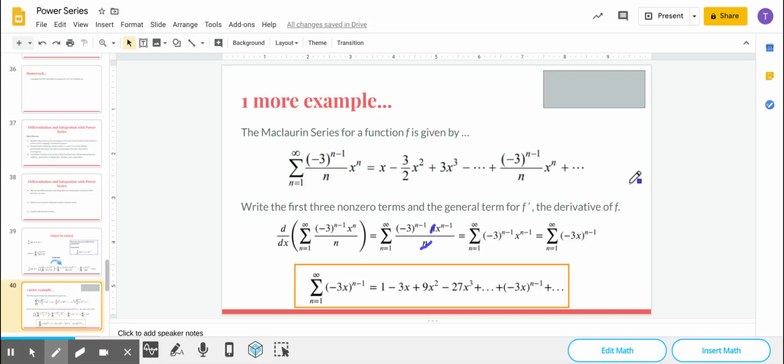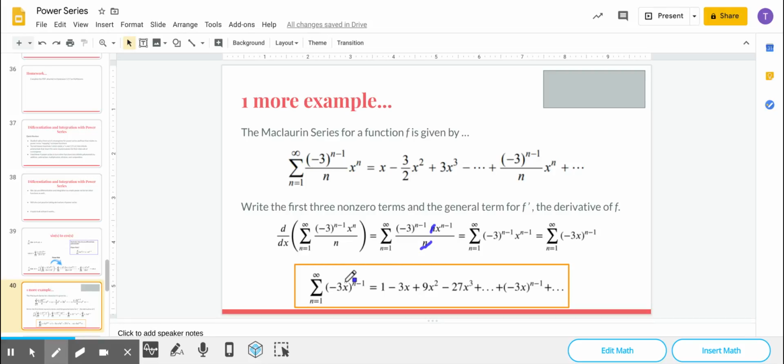Or again, we are differentiating this infinite polynomial, which means I'm differentiating the individual terms. This is actually kind of a nice way to make sure that you did it correctly. So it's kind of a double check. And so if you look here, right, if you plug in n equals 1, n equals 2, n equals 3 into this power series right down here in the orange box, you would get 1, negative 3x, and then positive 9x squared. Hopefully that works for you.